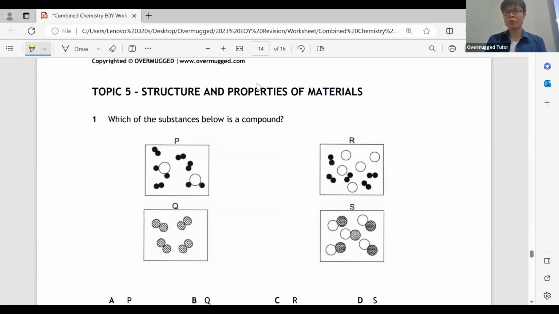Alright, maybe just quick overview first. Key thing to understand for this chapter is the difference between elements and compound. So there's 3 ways that they can test. First is visually. How do elements look like? Maybe something like this. How do compounds look like? Something like this.